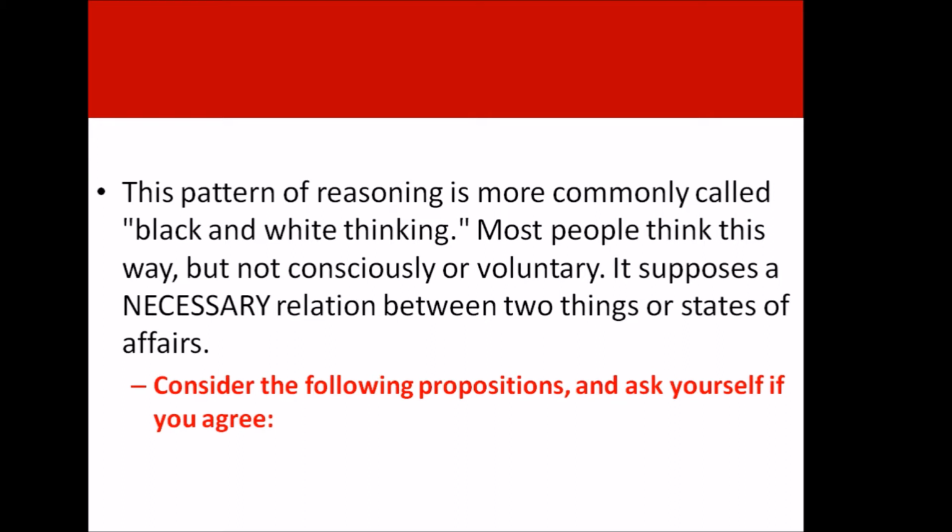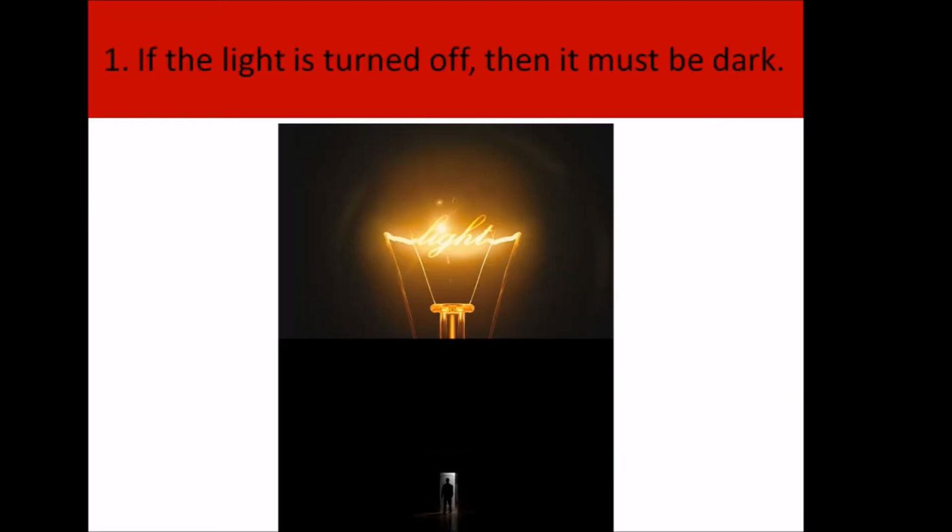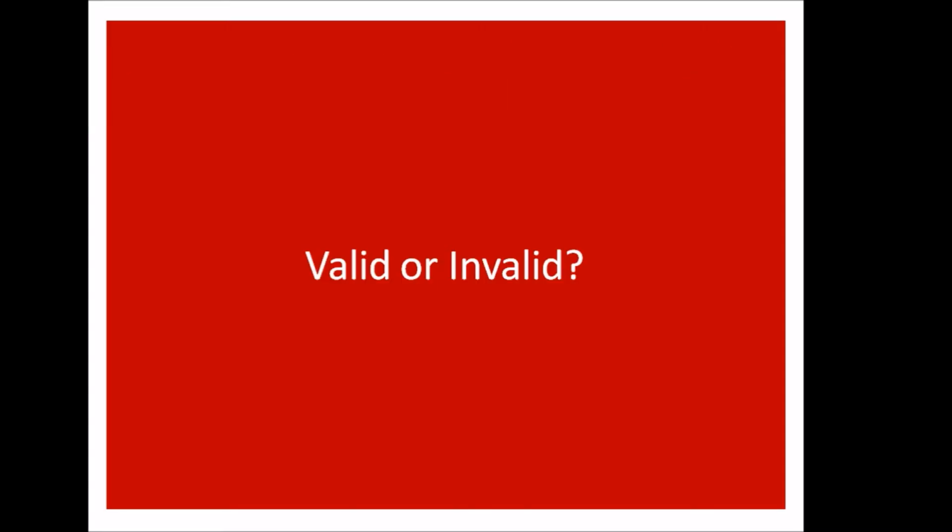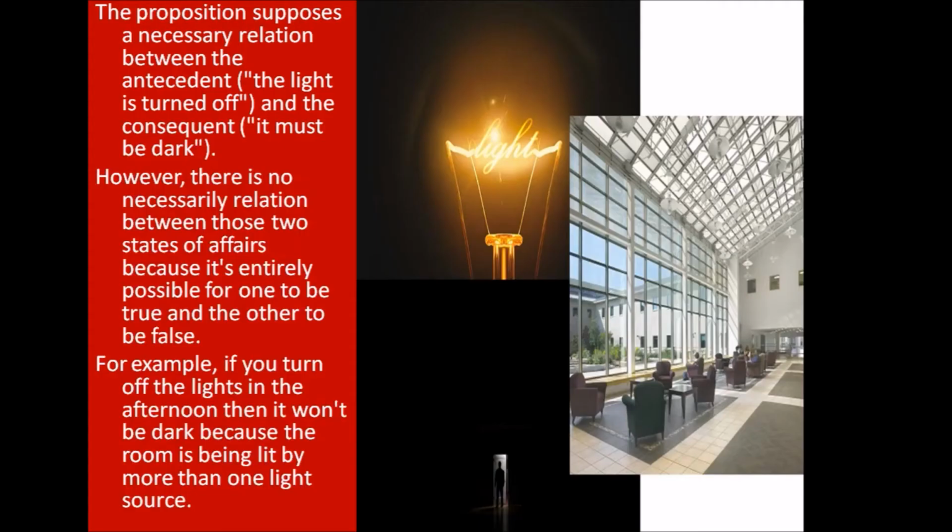Consider the following propositions and ask yourself if you agree. If the light is turned off, then it must be dark. Is that valid or invalid? It's invalid. The proposition supposes a necessary relation between the antecedent and the consequent. However, there is no necessary relation between those two states of affairs, because it's entirely possible for one to be true and the other to be false. For example, if you turn off the lights in the afternoon, then it won't be dark because the room is being lit by more than one light source.